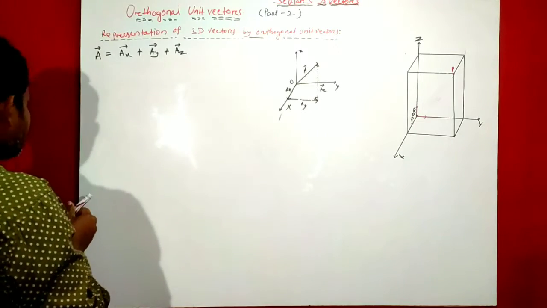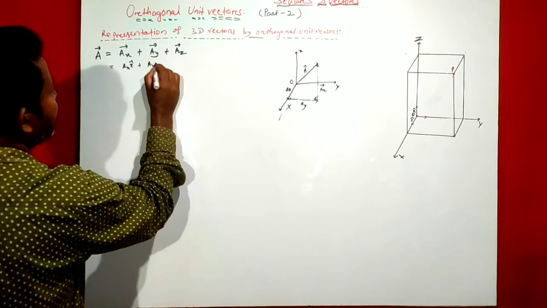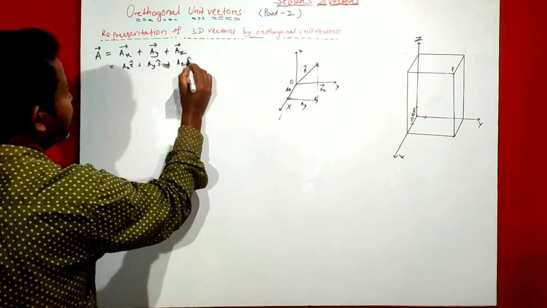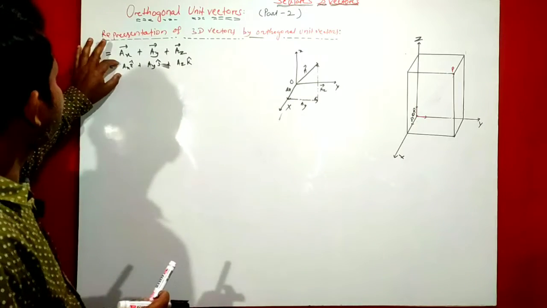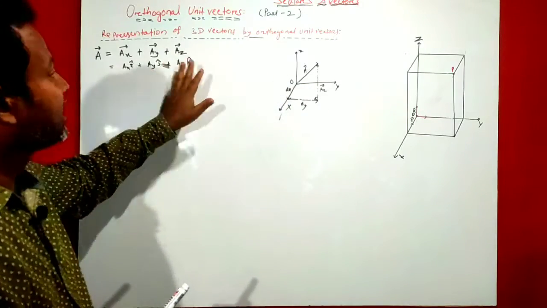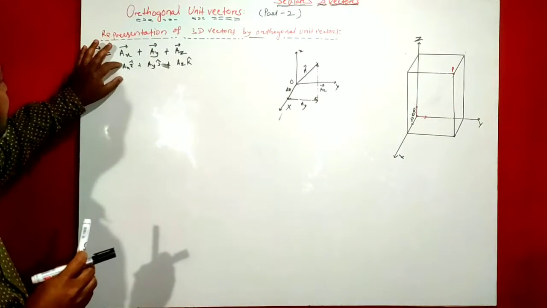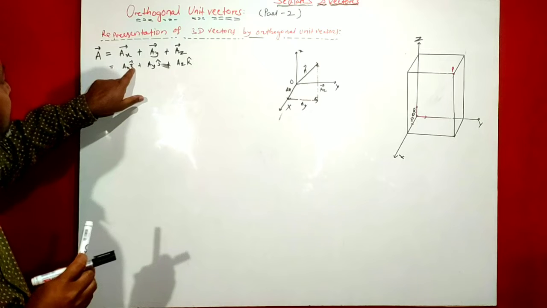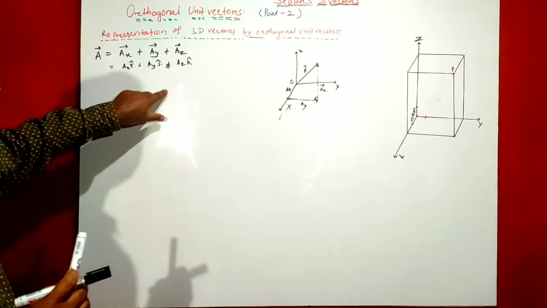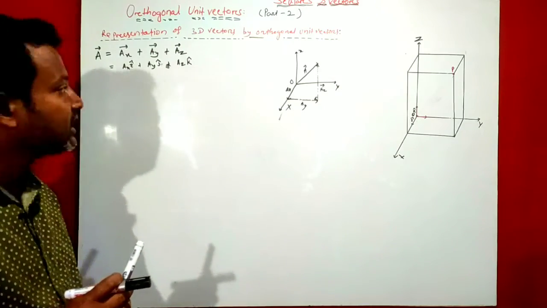So we can also express that as ax i cap plus ay j cap plus az k cap. We know that i cap is the unit vector along the x axis, j cap is the unit vector along the y axis, and k cap is the unit vector along the z axis. In this expression, ax is the magnitude of the ax vector and i cap is its direction, ay is the magnitude of the ay vector and j cap is its direction, and az is the magnitude of the az vector and k cap is its direction.